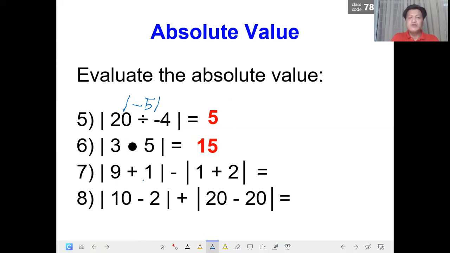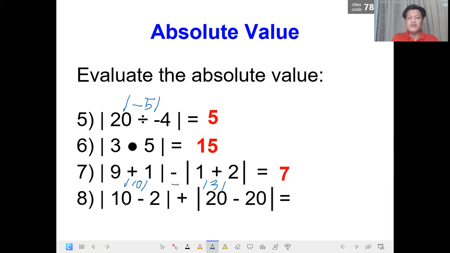Okay, what is absolute value of 9 plus 1 minus the absolute value of 1 plus 2? I-simplify muna natin, no? Di ba naka-absolute value? 9 plus 1 is 10. Ilagay muna natin sa loob. Absolute value pa rin. Minus, what is the absolute value of 1 plus 2? That is 3. Kaya pag nilabas mo yung absolute value ng 10, 10 yon. Pag nilabas mo yung absolute value ng 3, 3. Then kaya 10 minus 3, the answer is 7 or positive 7.